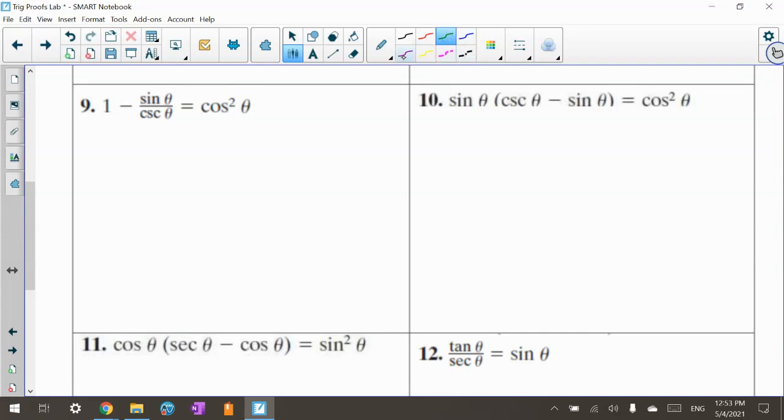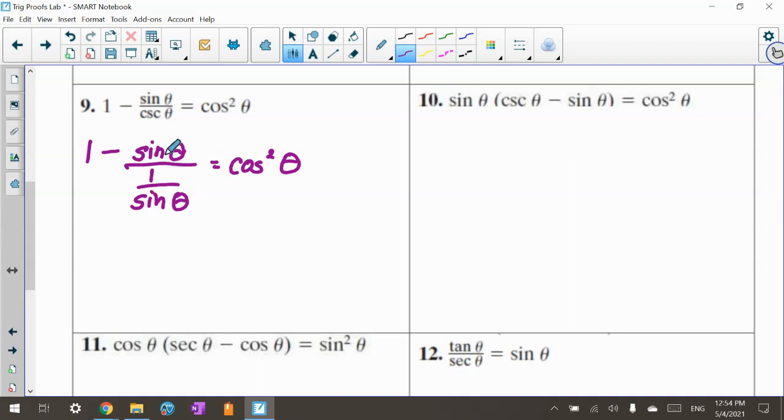So I'm going to use purple this time. So I got 1 minus. I'm going to actually leave the numerator alone because that's a building block. And down here, I'm going to write cosecant as 1 over sine theta, which we have done before, equals cosine squared theta. Now, when you look at this, it is a complex fraction.